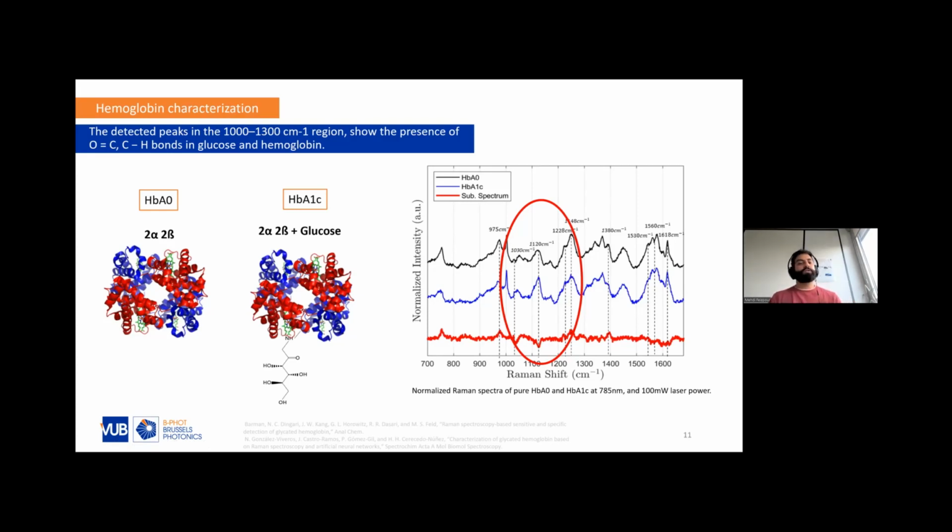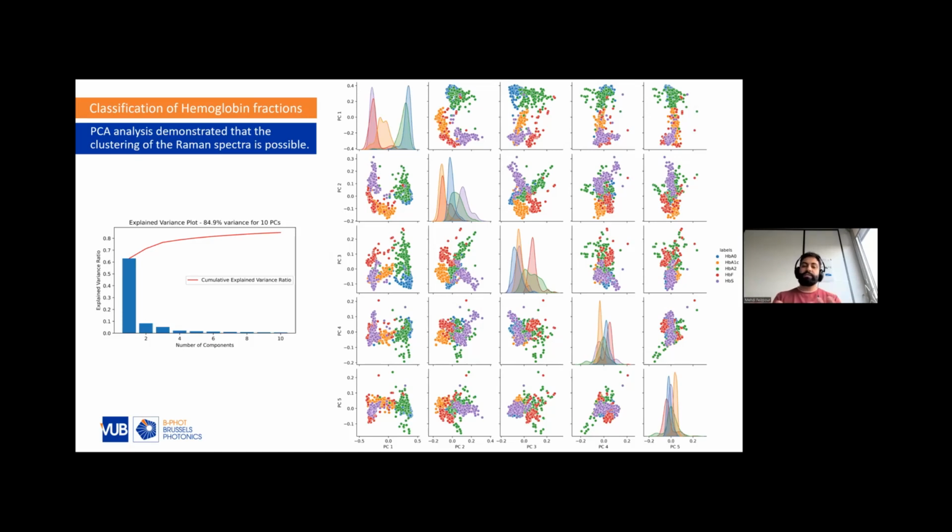Now, we studied how the Raman spectra from these different hemoglobin fractions look like. We saw that the changes in them, the variations in these spectra are actually very subtle, sometimes even overlapping with the existing peaks of our hemoglobin spectra. Now we want to see if we can actually tell them apart, to cluster them, to group them together. Do they behave as such?